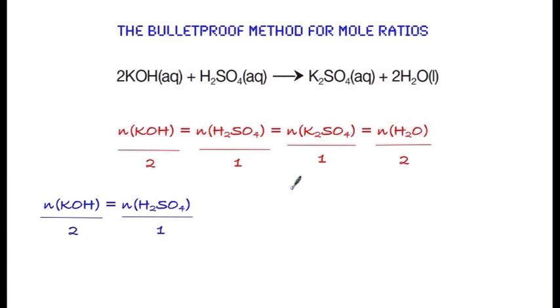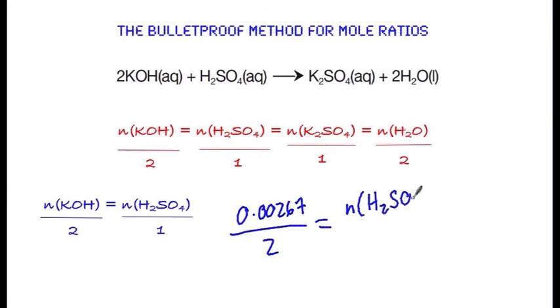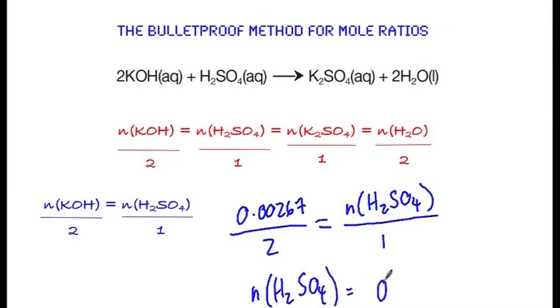Okay, so we've worked out that we had 0.00267 mole potassium hydroxide over 2. We don't know the sulfuric acid number of moles. The ratio is 1, and so that gives us the number of moles of H2SO4 is equal to 0.00134 mole. And we're just about there. So we've got moles, that's good.